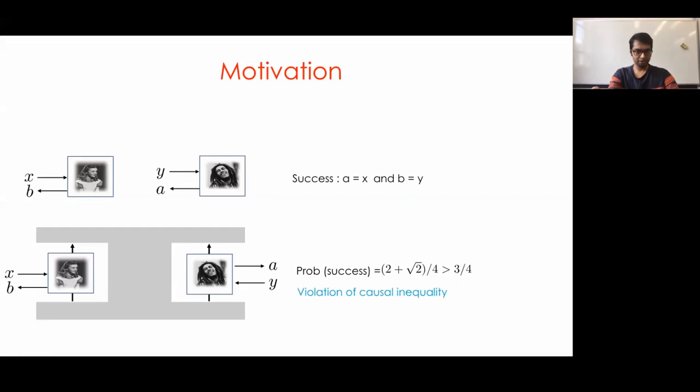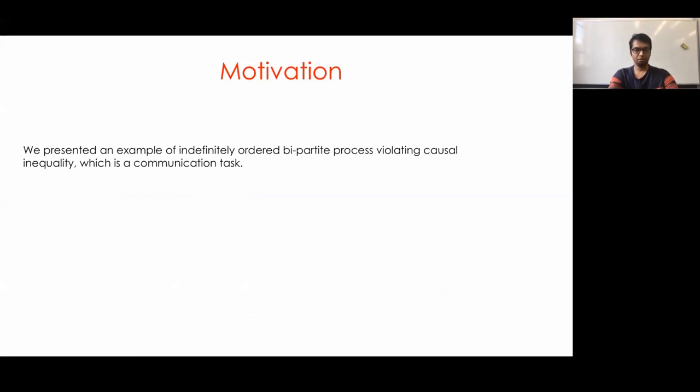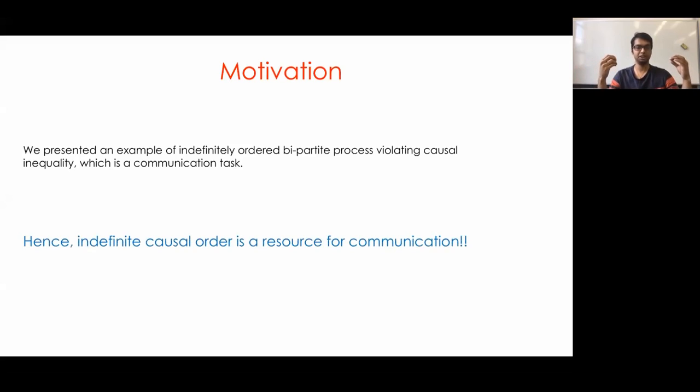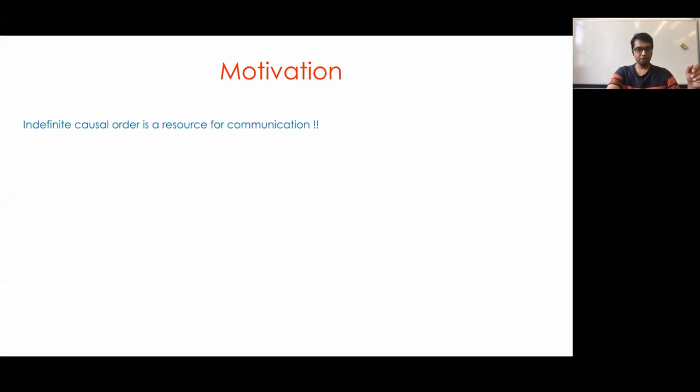This interesting causal structure was first reported in the paper by Oreshkov, Costa, and Brukner in 2012. So clearly one can see how this particular task shows that indefinite causal order can be advantageous in some types of tasks. This is a situation where both parties are sending information to each other. So it's a communication task, and indefinite causal order is advantageous in this particular task. So it's a resource for communication. So far so good.